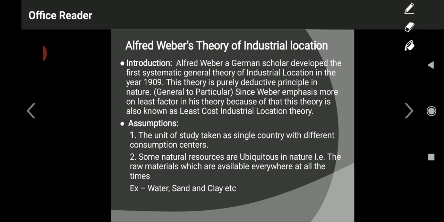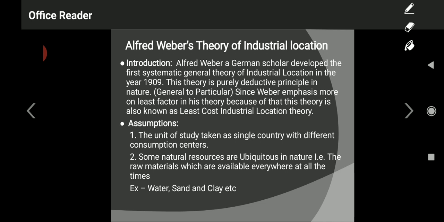The second one is some natural resources are ubiquitous in nature. I said in the beginning, when I started the assumptions, that the second assumption is the most important objective question in the examination. They may ask, what are ubiquities? Okay, what are ubiquities?